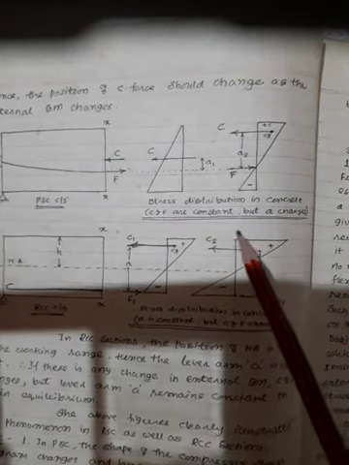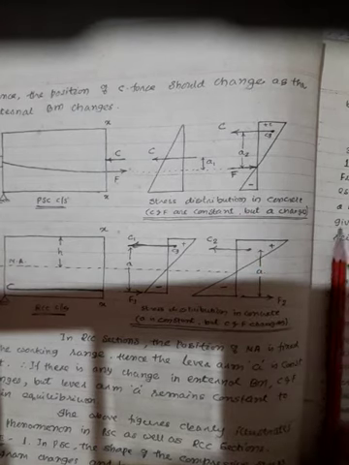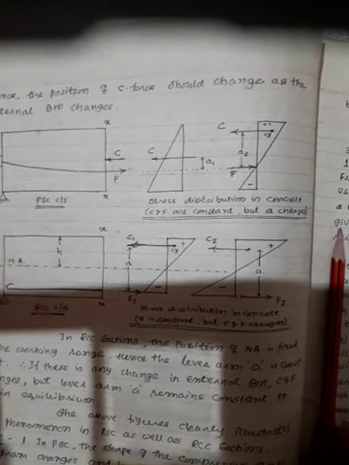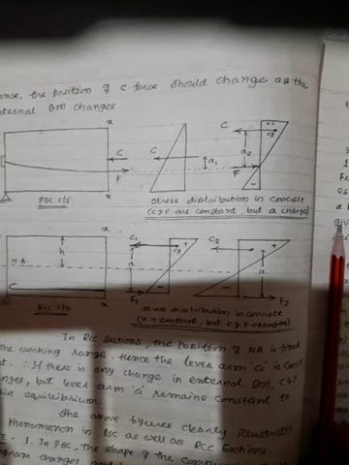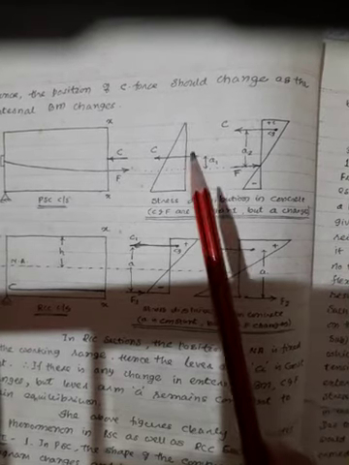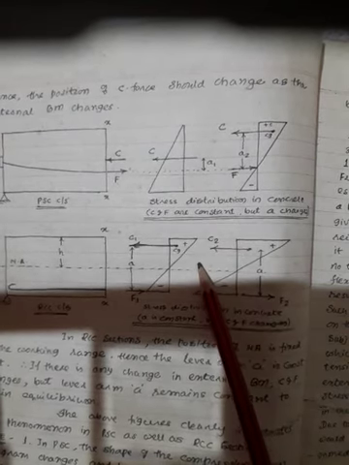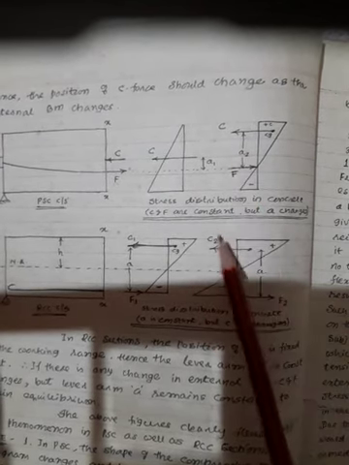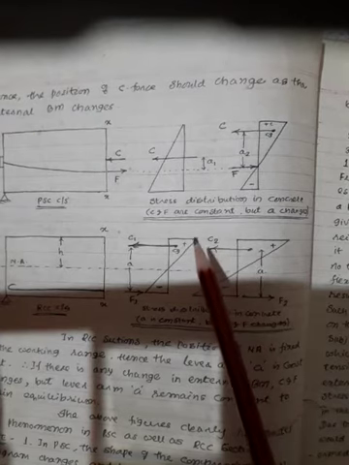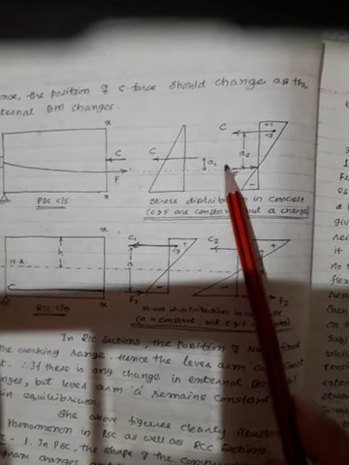This is how the moment resisting mechanism, or the load carrying mechanism, occurs in case of your prestressed concrete sections as well as in RCC sections. This is the major difference between your RCC and your prestressed concrete section.